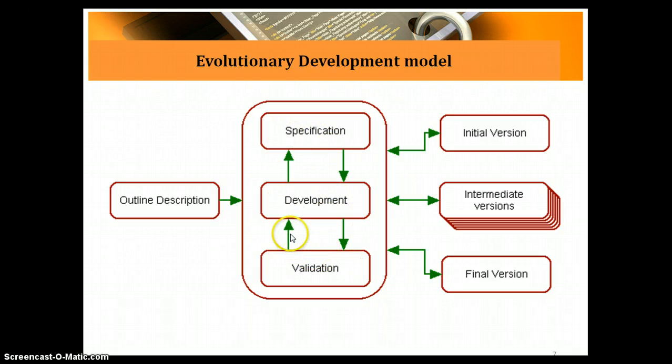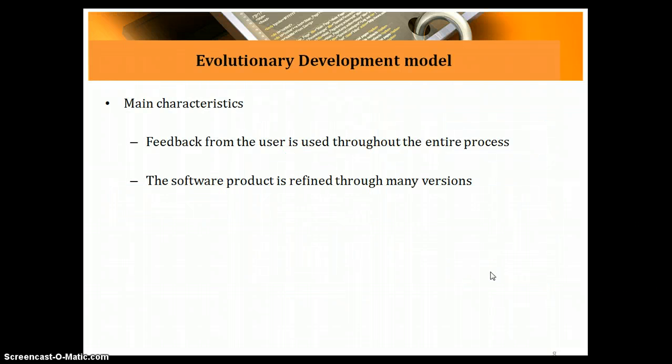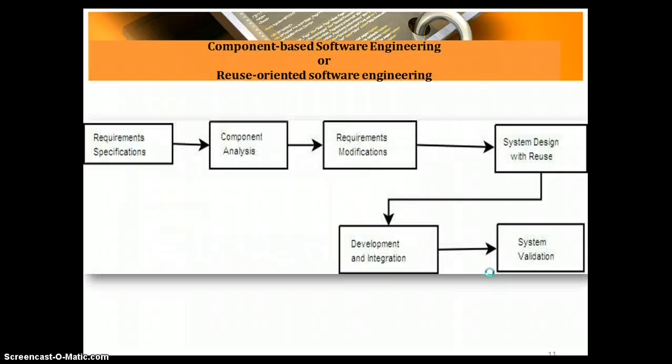After you are satisfied, for the first time you can release your initial version. This initial version has a two-sided arrow. Why? Because after releasing the initial version, based on its feedback, you will again do specification, development, and validation, and after that you will release a series of intermediate versions. Based on the feedback of the intermediate versions, at last you will release the final version. So this is the evolutionary development model. Read the characteristics, advantage, disadvantage, and applicability on your own.